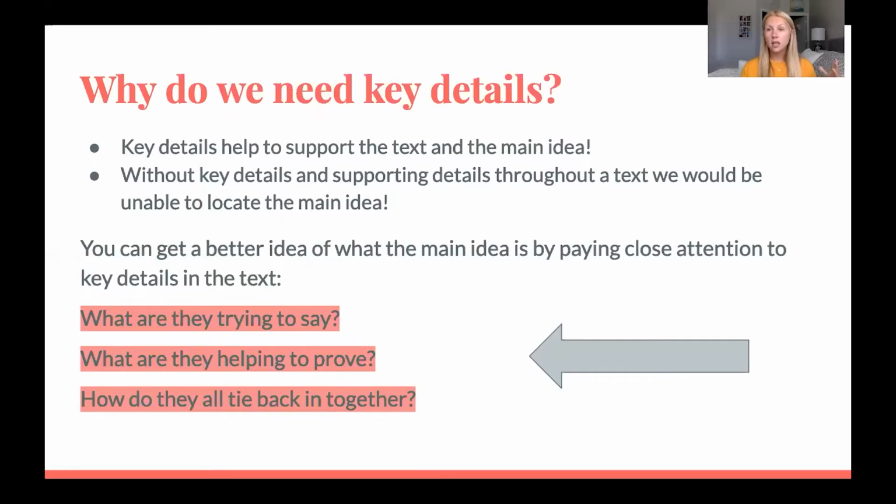By asking ourselves these questions about our key details to help us find our main idea, we can really bring all of our key details together. So what is the author trying to say? What's the author trying to prove? And how do all the key details tie back together to help us locate our main idea of a text?